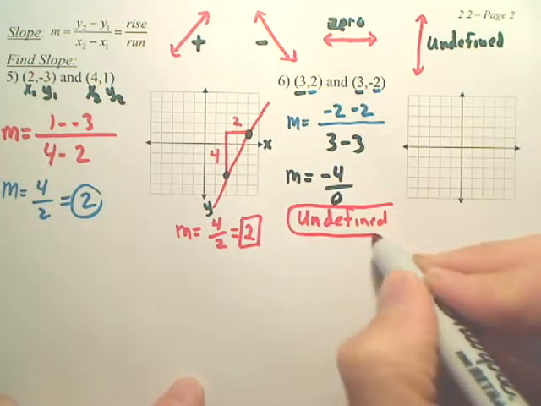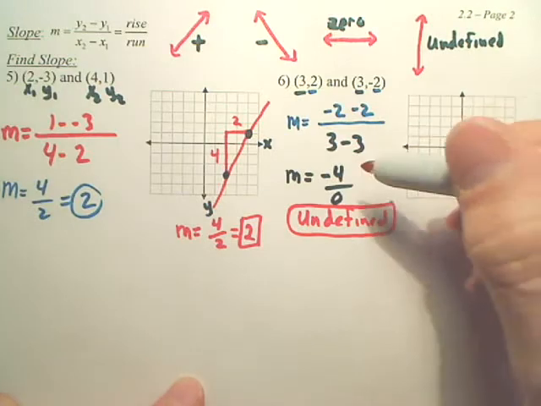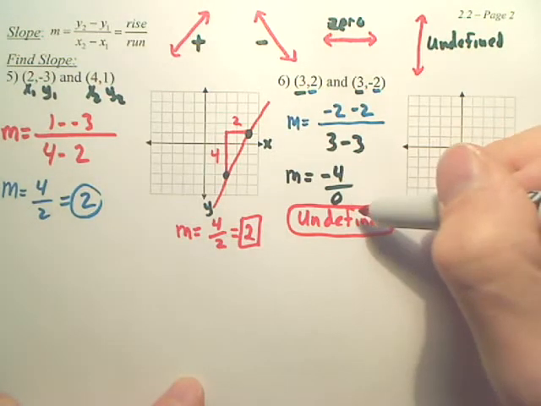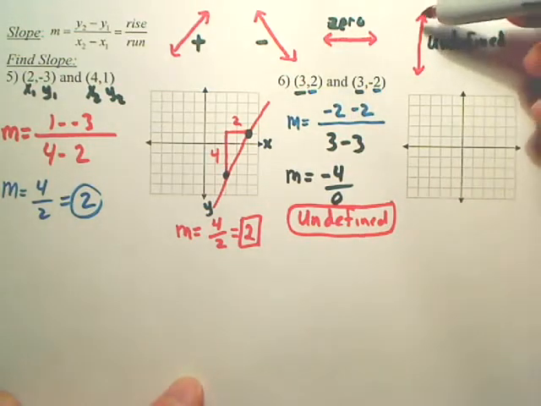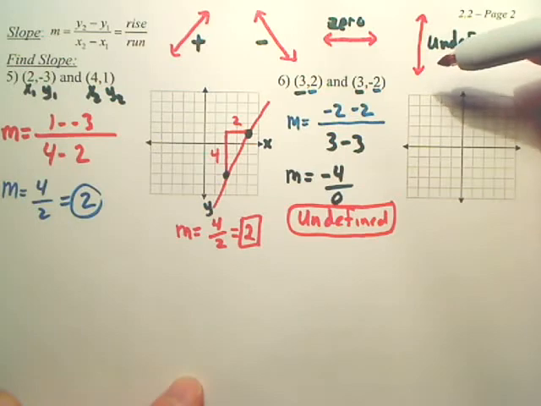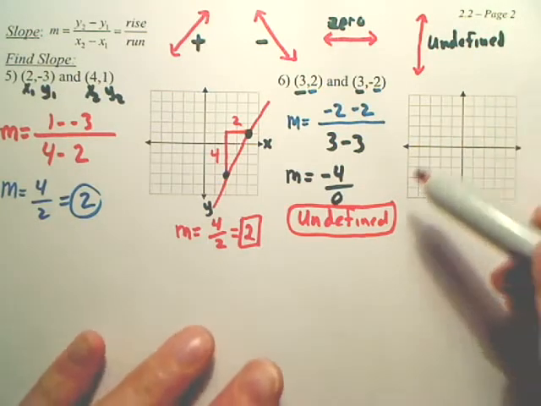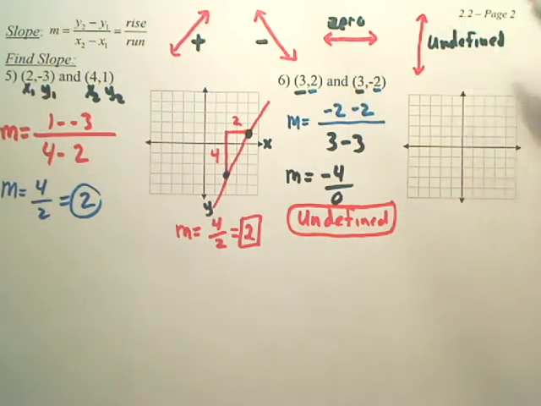This is a graph that is undefined. Now, could I have 0 on top and a number on bottom? Yes, that's 0. That would be this line. So what does an undefined graph look like? Straight up and down. It's a cliff. Let's plot it. You'll see. It's going to come up. Undefined means straight up and down.